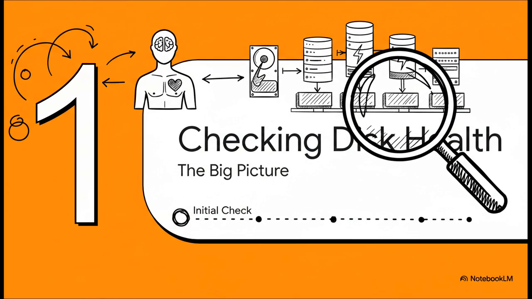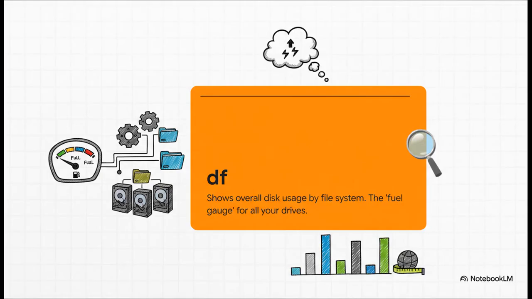You can think of this like the initial checkup you get at the doctor's office. And for that, the very first tool for the job is the df command. It literally stands for disk free, and it gives you a quick report on the disk space for all of your file systems. I absolutely love this analogy. It's basically the fuel gauge for all your hard drives. It tells you exactly how much gas you have left in each tank.